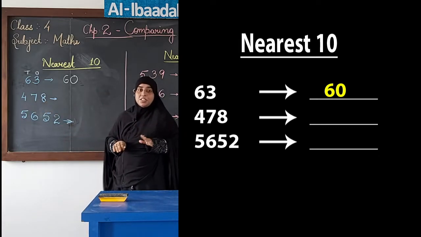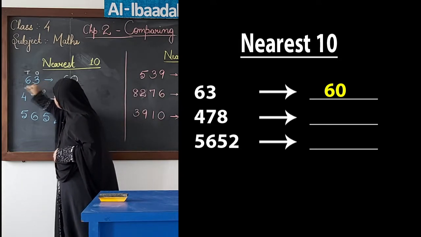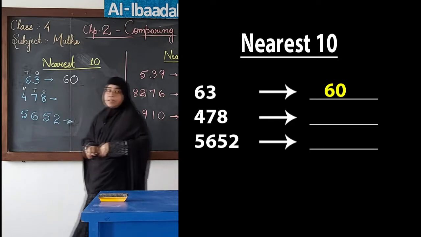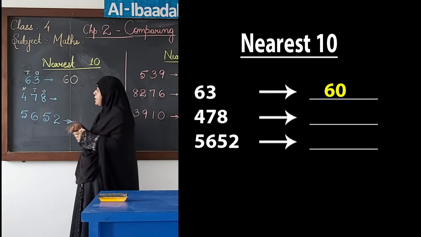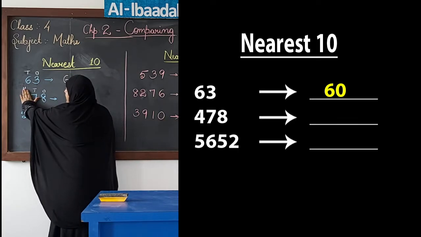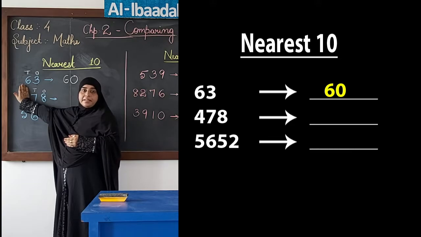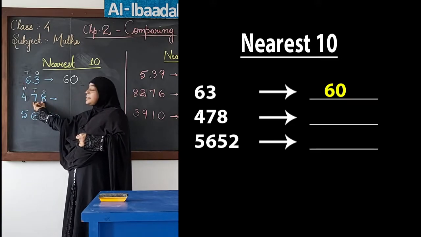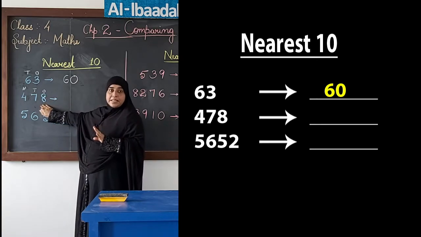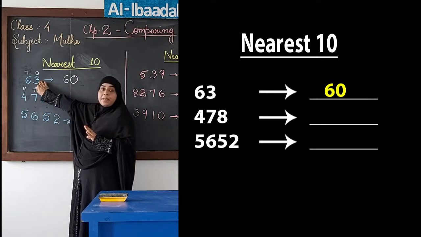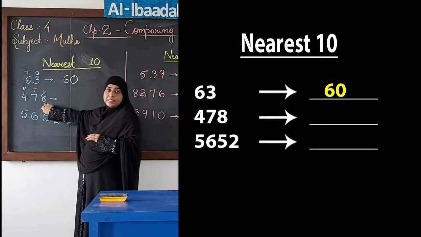We have a 3 digit number. We have ones, tens and hundreds. Now when we are rounding it to the nearest 10, we only have to consider ones and tens place. We are not going to look at hundreds place. We will only take tens and ones. And the procedure remains the same, the steps remain the same like what we did in our first number. We will look at the ones digit.